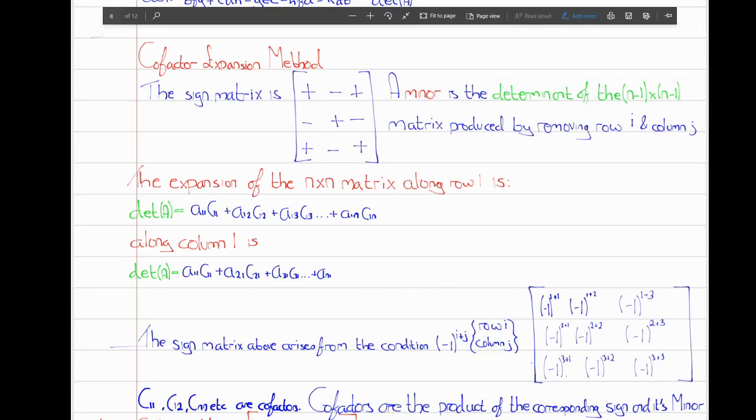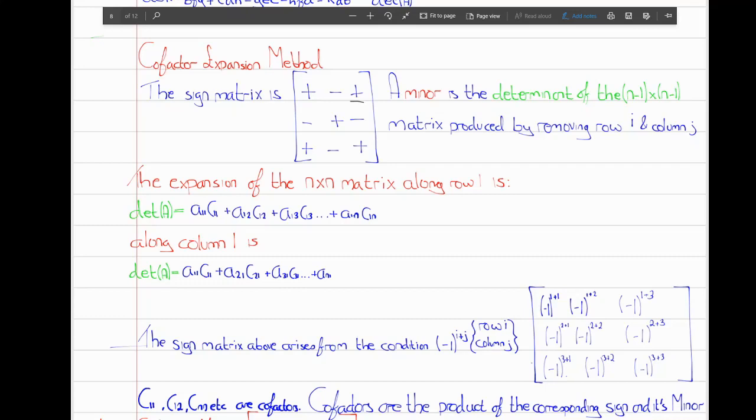Cofactor expansion method involves the sign matrix. So A11 is going to give you 1 plus 1. That's even, so we're going to have a plus. A12 gives you an odd number, so that's going to give us a minus. So on, A13 gives a plus. Why is that? So we get that from this matrix down here. Minus 1 to the power of the sum of the row and the column components. So we can call that minus 1 to the power of i plus j.